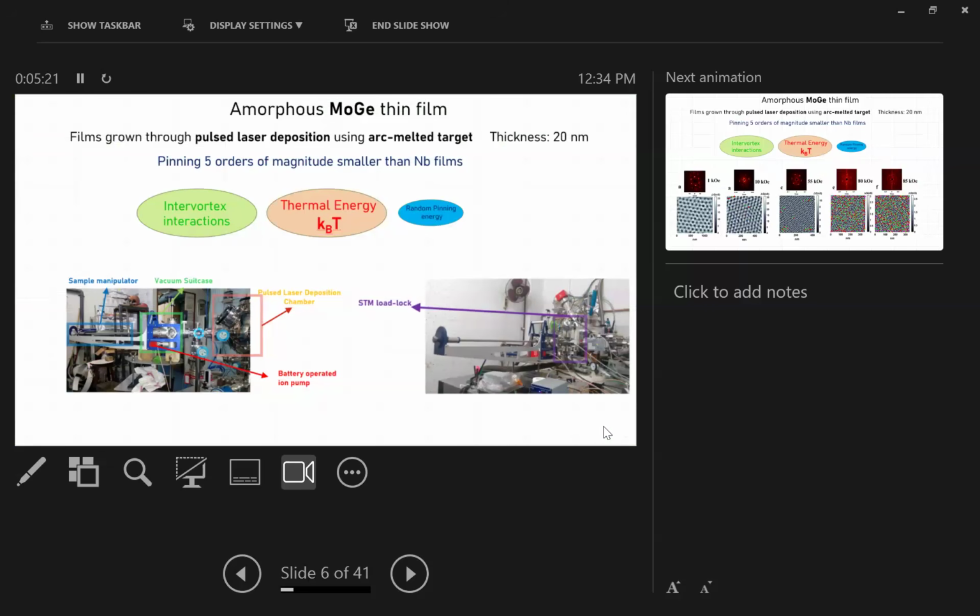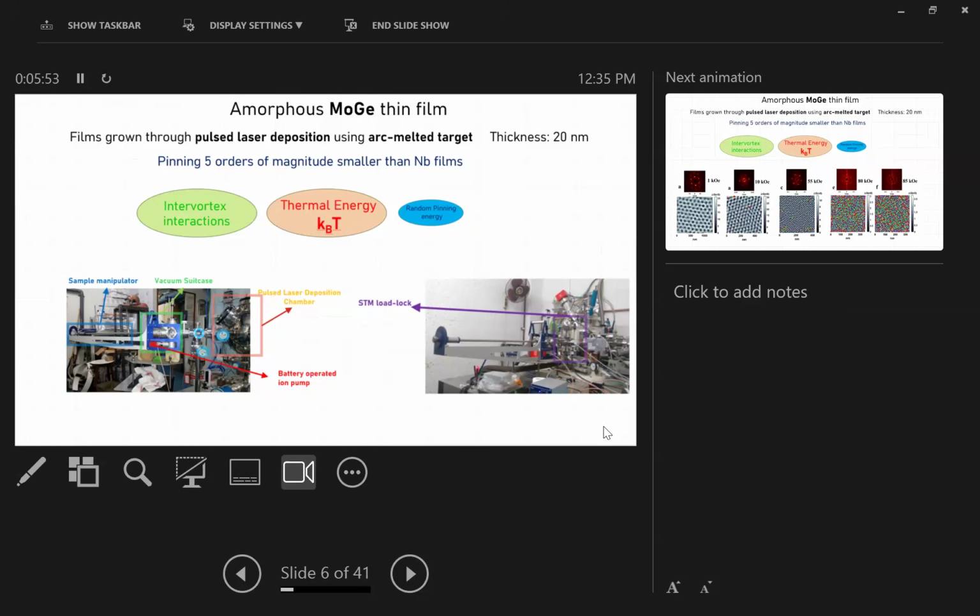We took a film of thickness 20 nanometers, and it is also an extremely low pinning system. So it has a pinning which is about 5 orders of magnitude smaller than in the previous sample. So here you have the intervortex interaction and thermal energy. Pinning energy plays a secondary role. This material gets oxidized very fast, and that's true of almost all these thin films.